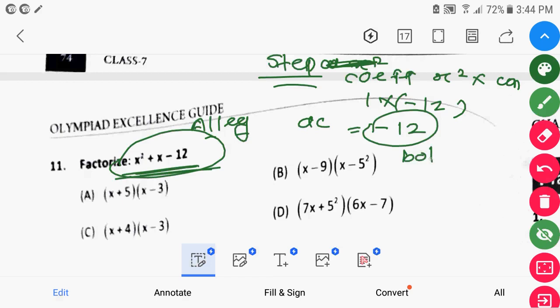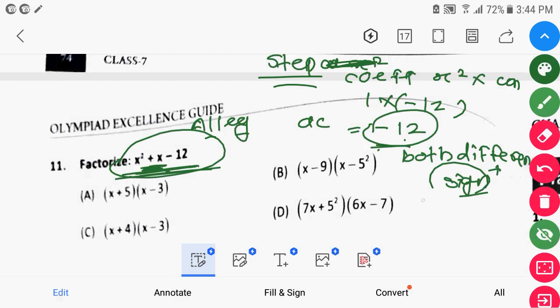Now see, product AC is minus 12, so both factors have different signs. Because multiplication of two negative numbers is always positive. Multiplication of two positive numbers is always positive. But multiplication of one positive and one negative number is negative. So if AC is negative, both factors have different signs. Now we have to factorize this 12 such that their addition should be the coefficient of x, which is 1.